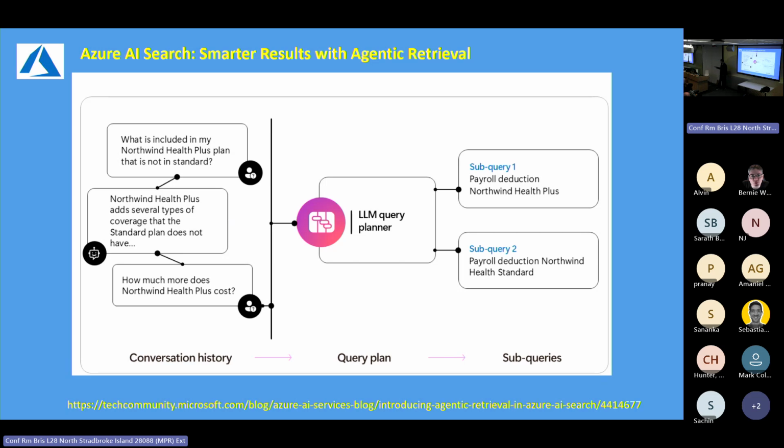AI search, I was just talking about that just before. So it's now got agentic retrieval built into it. So it can actually take your query, pull it apart, send it off to agents to actually do the query in parallel. So it's a little bit smarter than it used to be, which is pretty cool.